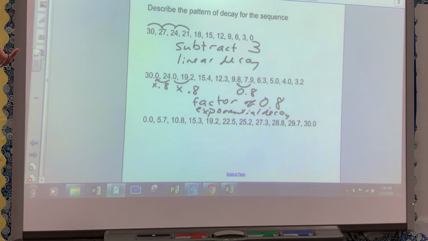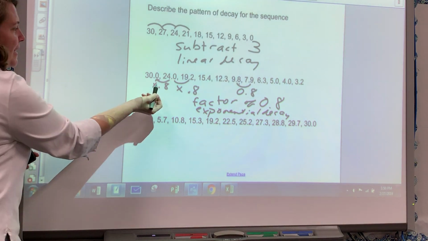Yes? If you do 9.8 times 0.8, you technically rounded wrong because the answer... Where am I looking? On your graph. Not graph, your numbers. 7.9 divided by 9.8? No. 9.8 times 0.8 gives you 7.84, and that doesn't round up. I copied off the thing. All right. No candy. See this right here?